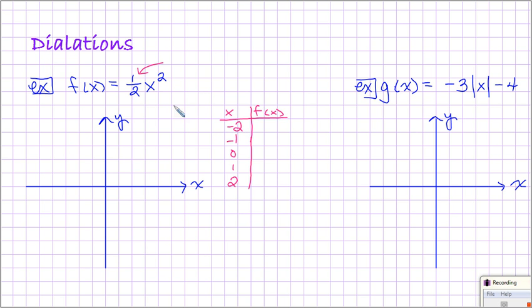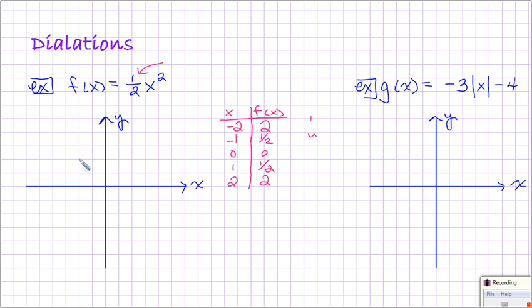Now, if I plug in -2 for x, I have 1/2 of -2 squared. -2 squared is 4, half of 4 is 2. If I plug in -1, -1 squared is 1, half of 1 is 1/2, or 0.5. If I plug in 0, 0 squared is 0, half of nothing is just nothing. Again, if I plug in 1, 1 squared is 1, half of 1 is 1/2. And if I plug in 2, 2 squared is 4, half of 4 is 2. Okay? So I plug and chug with the order of operations, and now I'm going to plot these points.